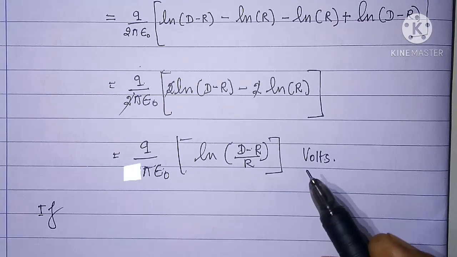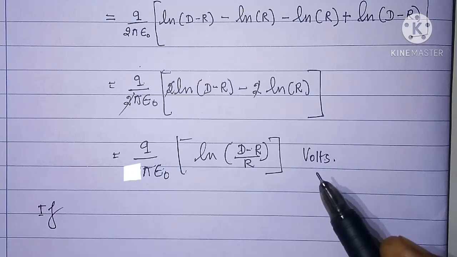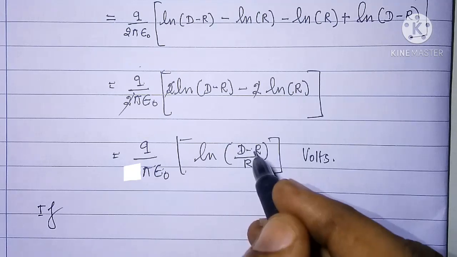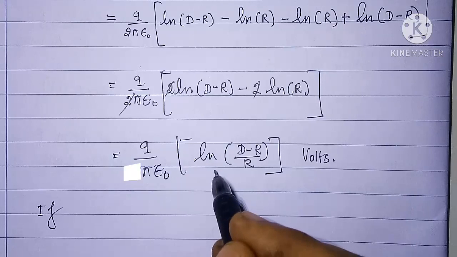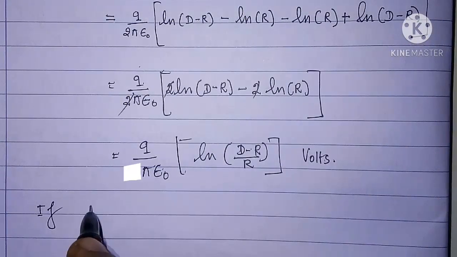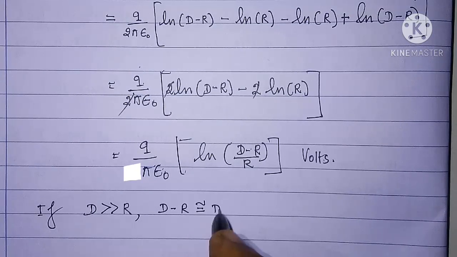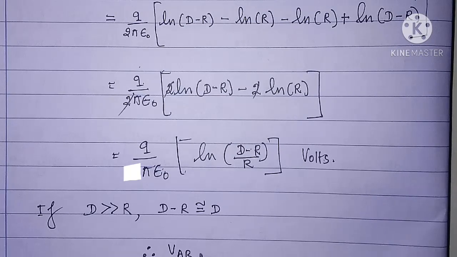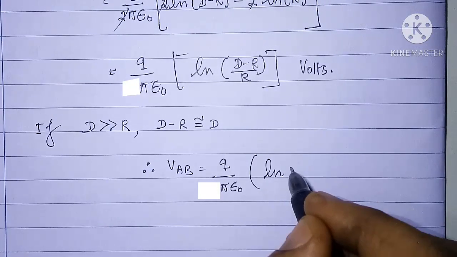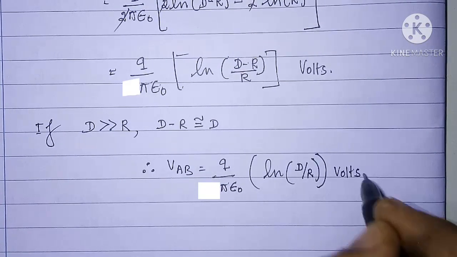In case of single phase transmission system, the distance between two conductors, that is D, will be much greater than r. If we neglect r when we calculate the difference here, that is D minus r, then this equation will turn to Q by 2 pi epsilon naught into the bracket ln of D by r. If D is much greater than r, then D minus r will be nearly equal to D. Therefore, VAB will be equal to Q upon pi epsilon naught into the bracket ln of D by r volts.